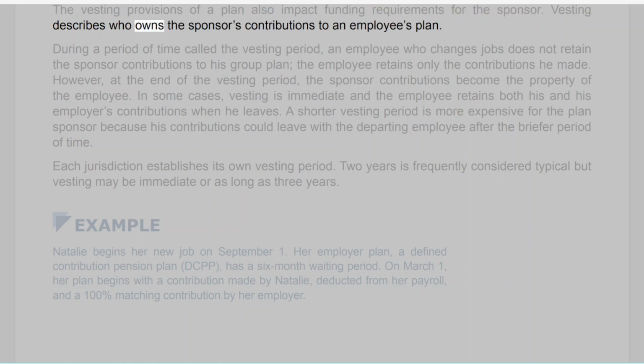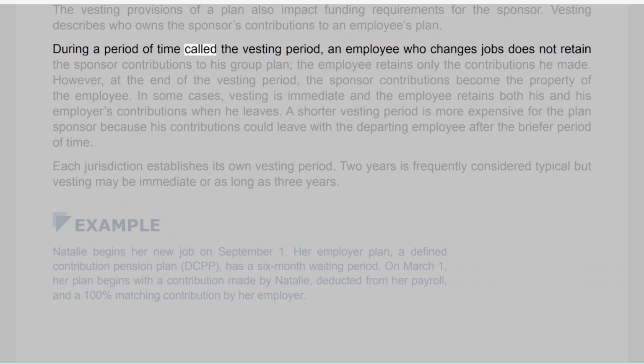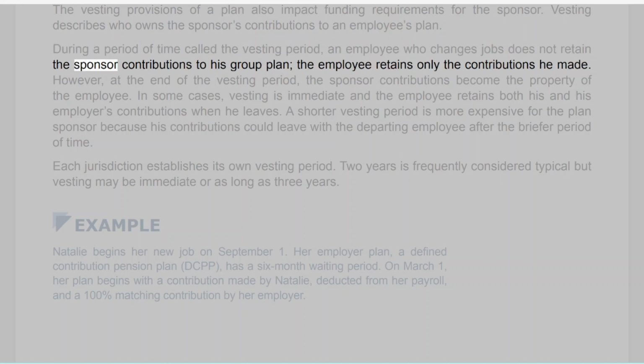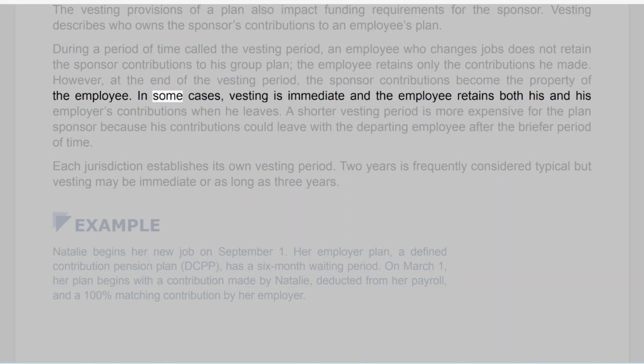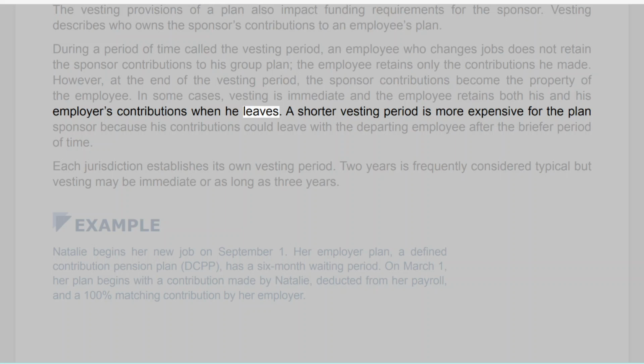Vesting describes who owns the sponsor's contributions to an employee's plan. During a period of time called the vesting period, an employee who changes jobs does not retain the sponsor contributions to his group plan. The employee retains only the contributions he made. However, at the end of the vesting period, the sponsor contributions become the property of the employee. In some cases, vesting is immediate and the employee retains both his and his employer's contributions when he leaves.